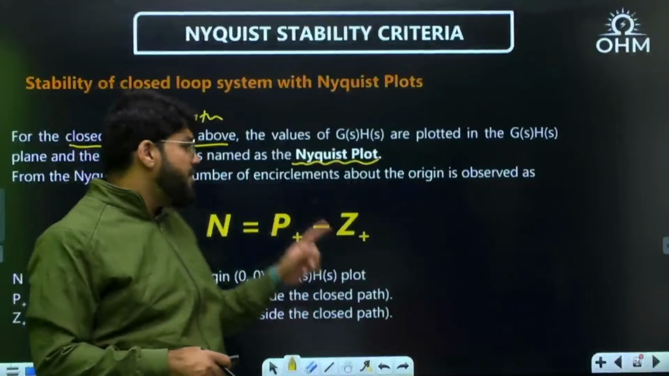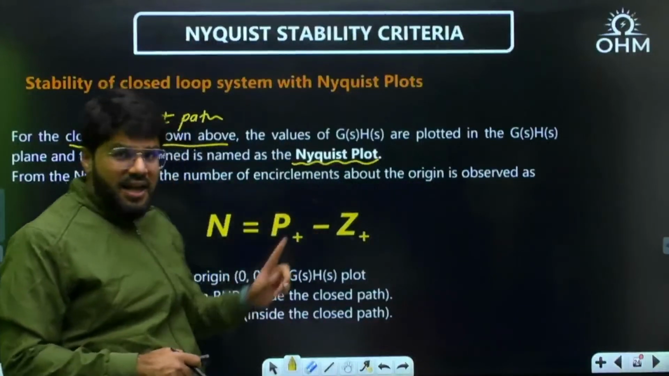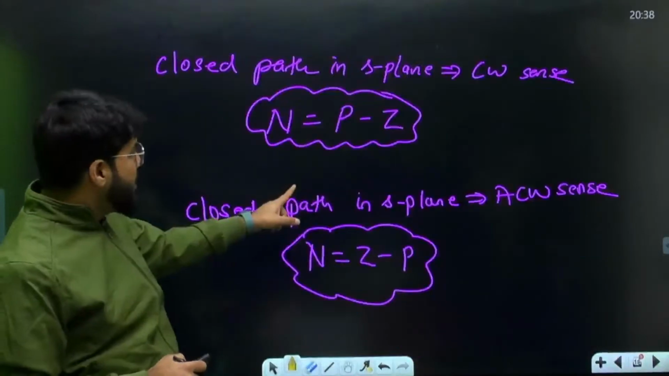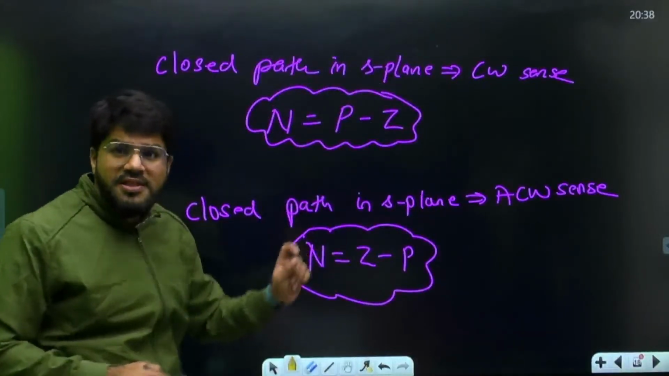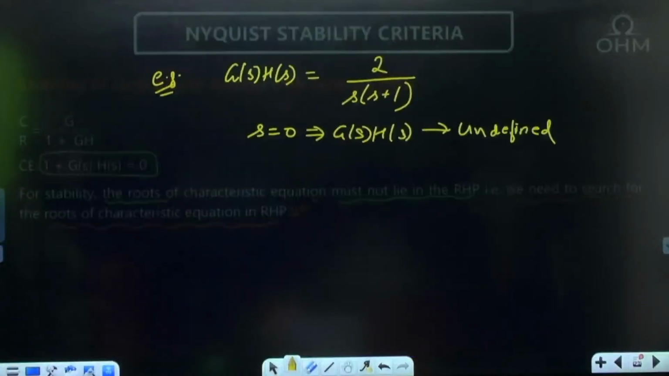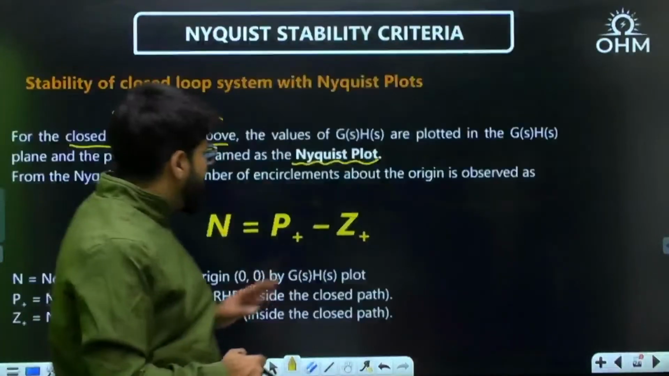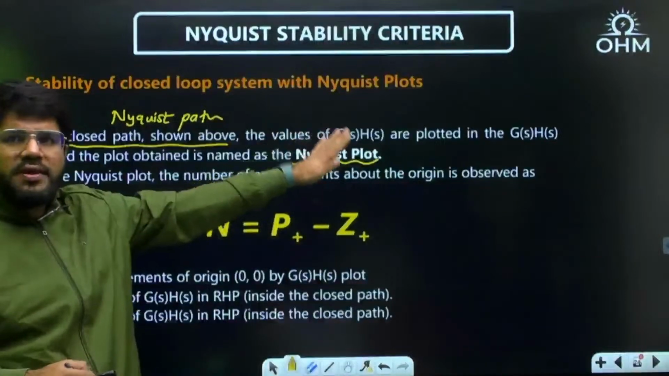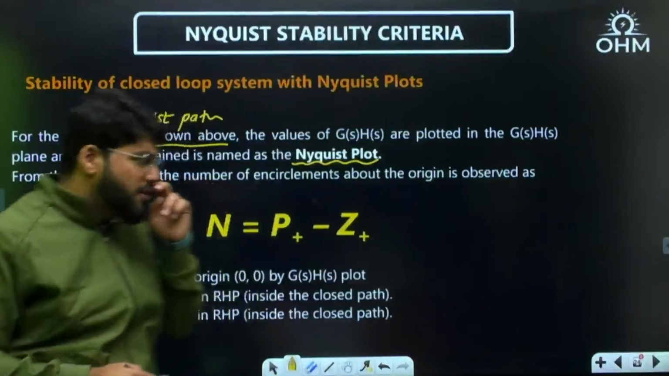All these encirclements, when to use N equal to P minus Z, I have shown you two cases. P minus Z, Z minus P, all this is very, very important, especially for the recent trend of the question. Plotting we can learn separately. So suppose I know how to draw the Nyquist plot. I have done some Nyquist plot sketching.